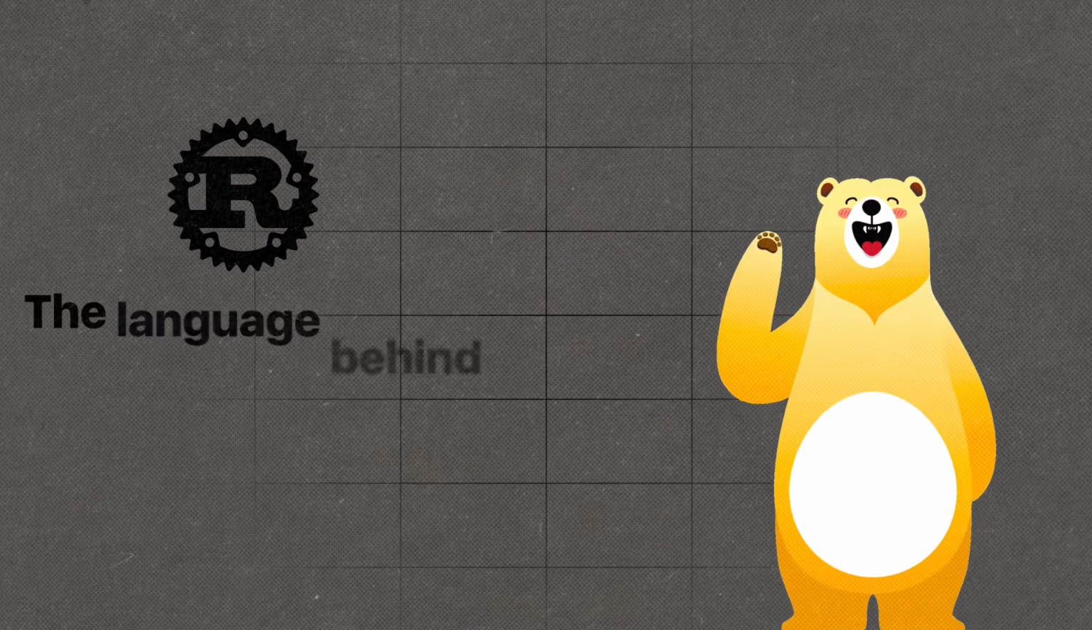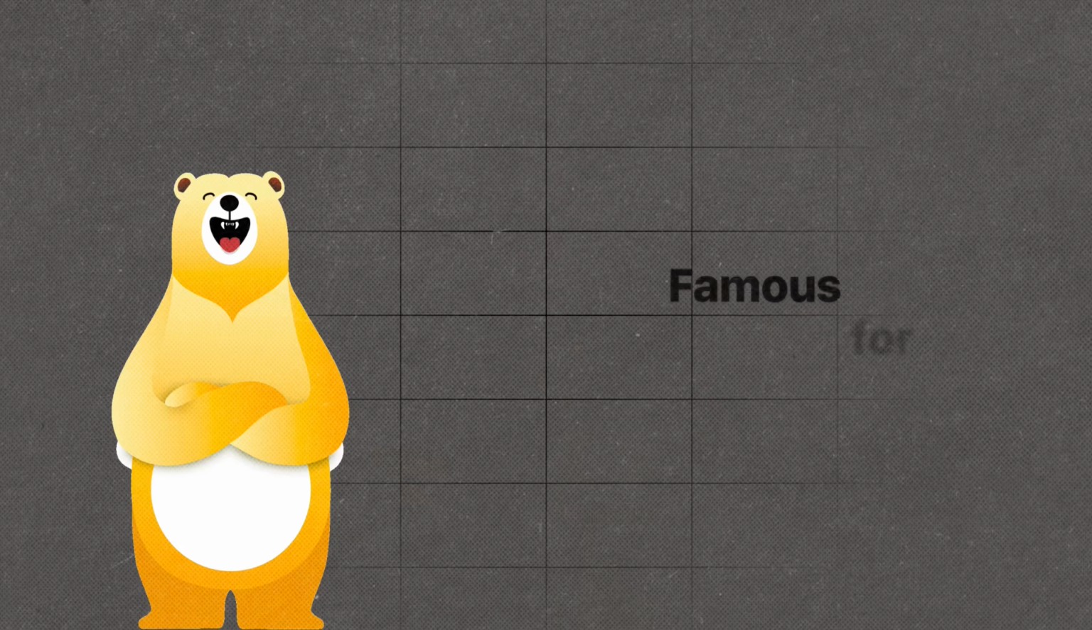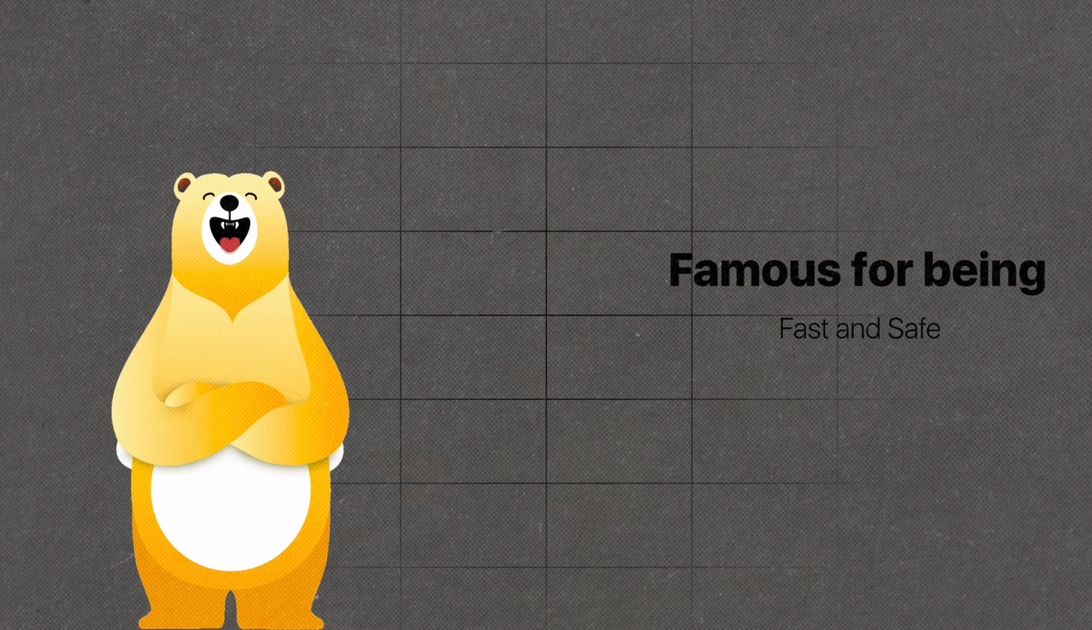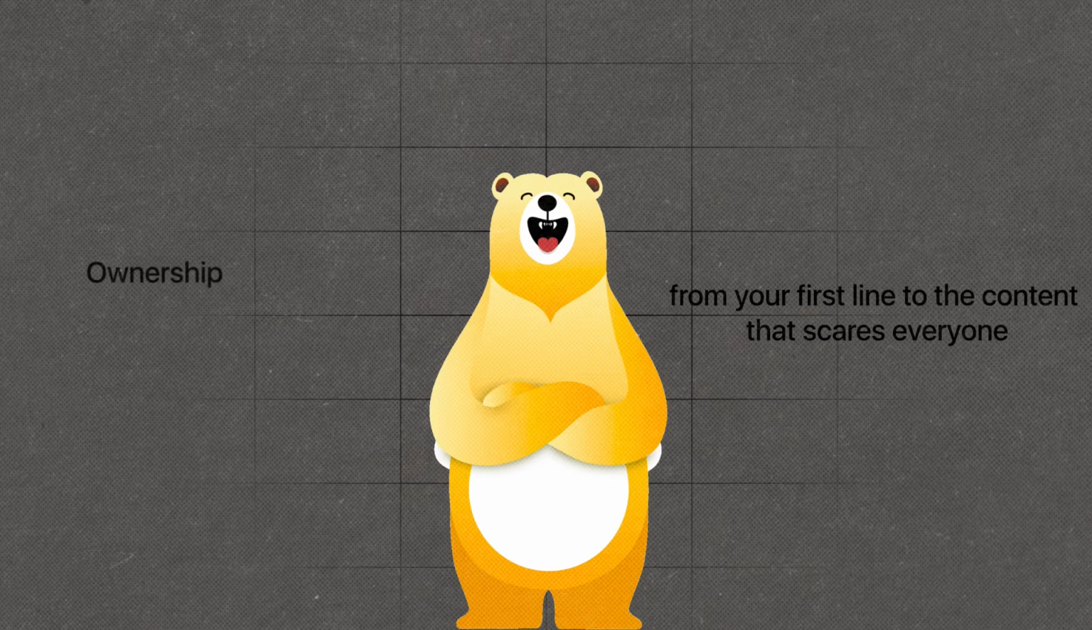Rust, the language behind Firefox, Discord, and half of modern infrastructure. Famous for being fast and safe, and famous for being extremely hard. In the next hour, we're going to fix that, from your first line to the concepts that scare everyone, including ownership, borrowing, traits, all of it. We're going to do it hands-on.